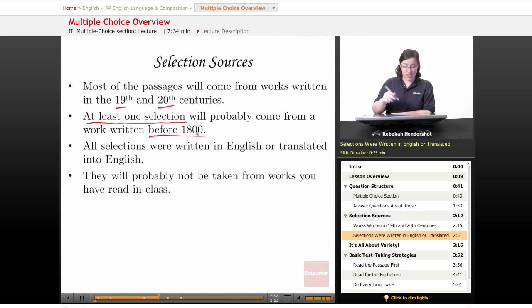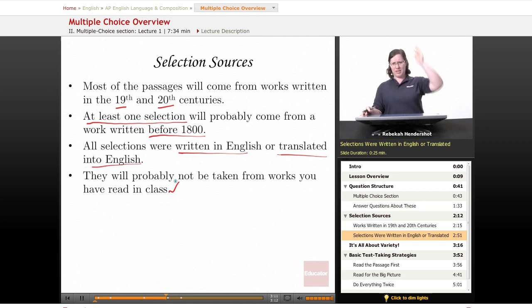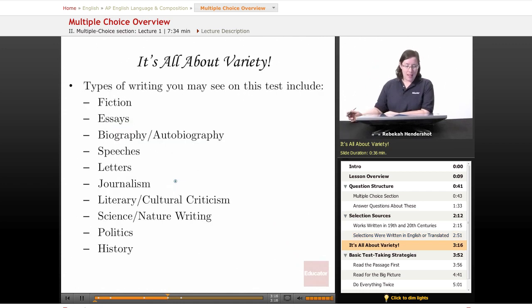All the selections on the test were either written in English or translated into English. Gee, that's helpful. Then now they have everything written in English or translated into it in the last 500 years. Oh, joy! And these selections will probably not be taken from works that you have read in class. So you probably won't recognize them right off the bat and go, oh, that's from this, unless you're regularly in the habit of reading 16th century literature.